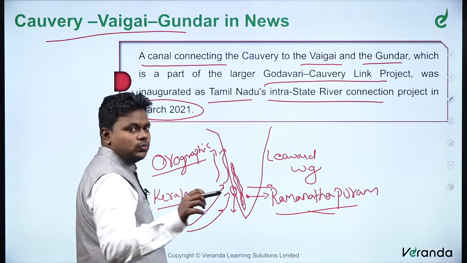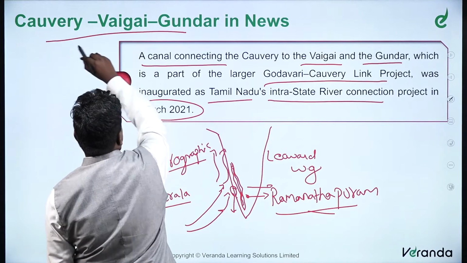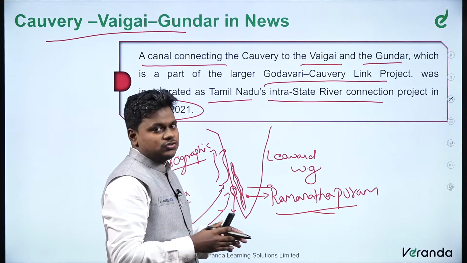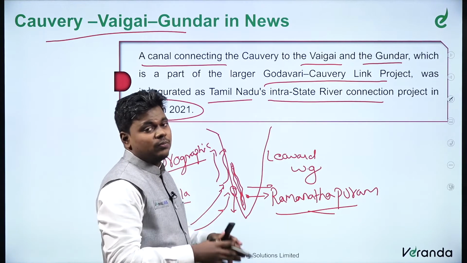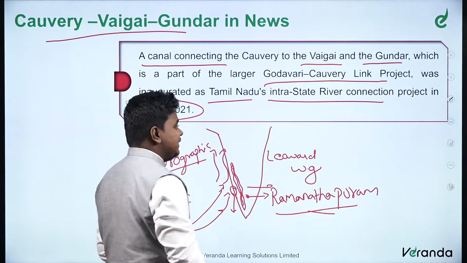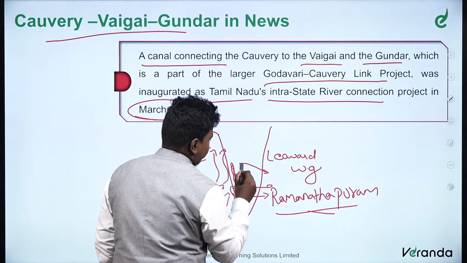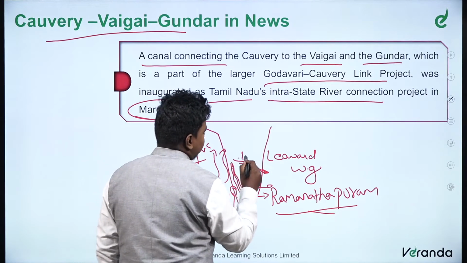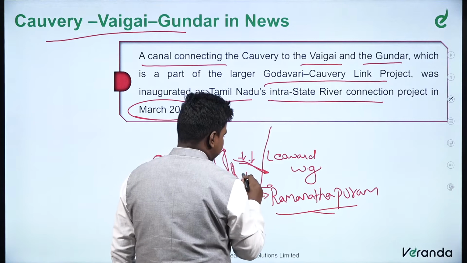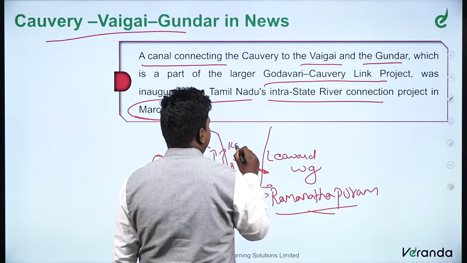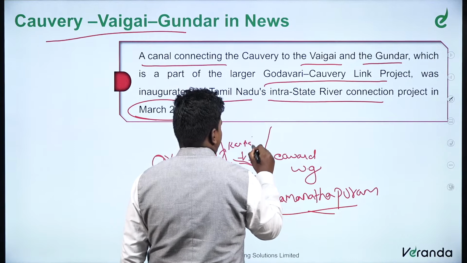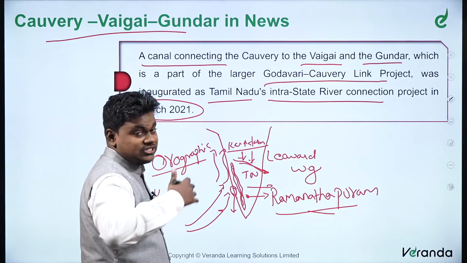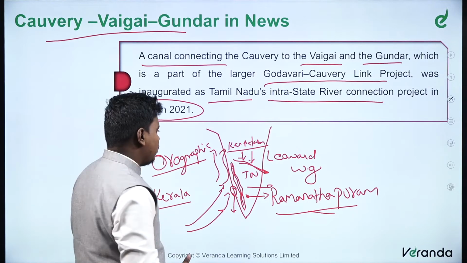So, that is why we want to link these three rivers, the Cauvery, Vaigai and Gundar rivers. We see the Cauvery River is flooding in the time of monsoon. A huge amount of water is draining into the sea during the rainy season, but in the summer season it is dried up. There have been clashes between Tamil Nadu and Karnataka regarding the water sharing of Cauvery, which is a long drawn conflict which is going on.